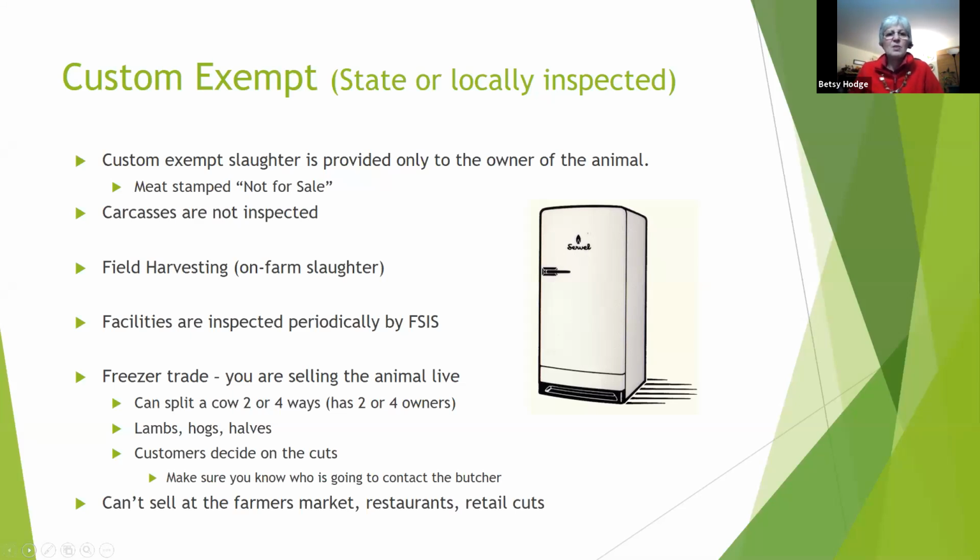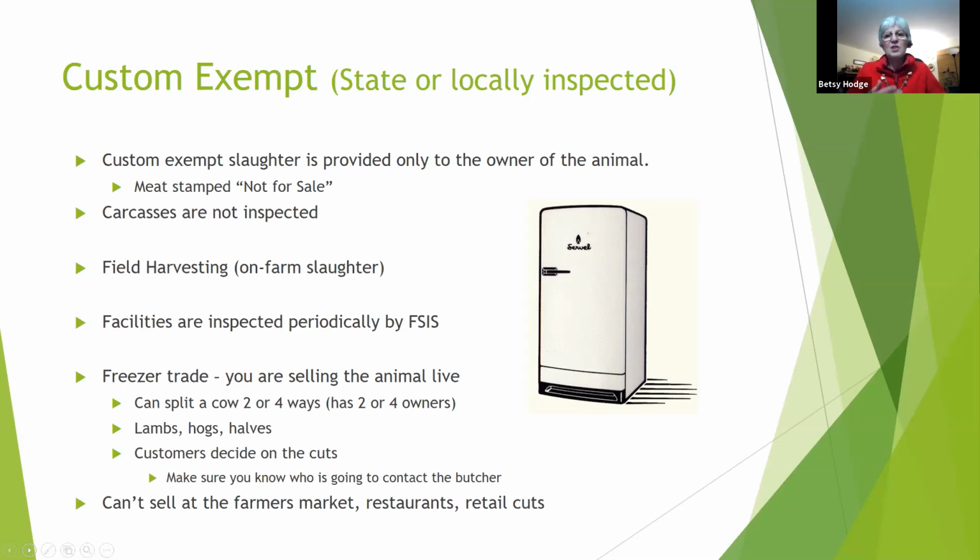Their facilities are inspected by the FSIS. It doesn't say how often. Somebody asked the question of how often, but it does say periodically in the instructions. So they are inspected. I know our local custom plant does not look like much on the outside, but it is very clean on the inside. And that's the important thing.